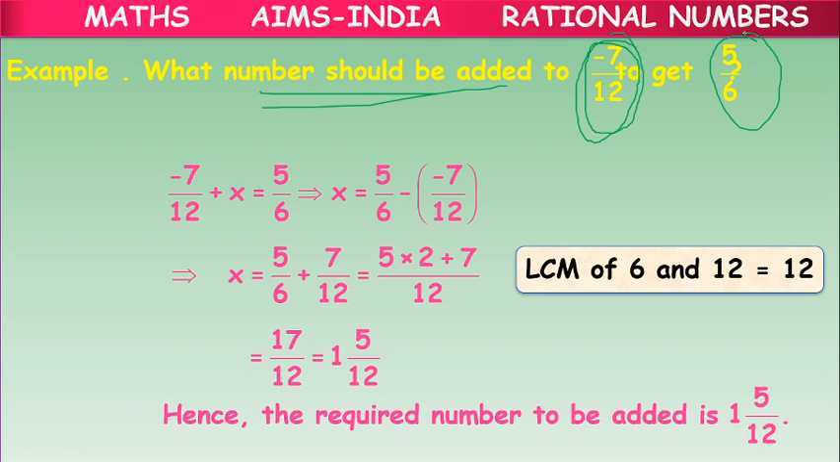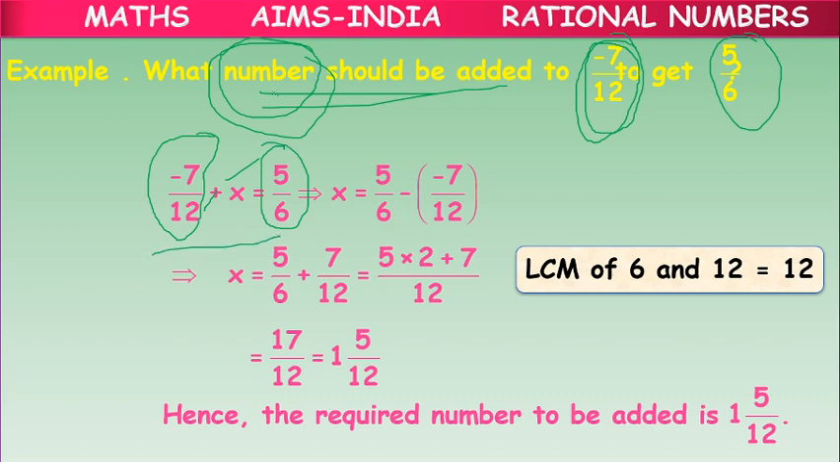To get 5 by 6, one number should be added to minus 7 by 12, which we assume as x, so that the result will be 5 by 6. So we will write like this. The given data is expressed in this way, in symbolic form. Now we want to find the x value.